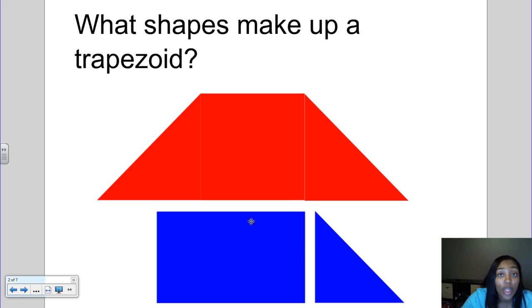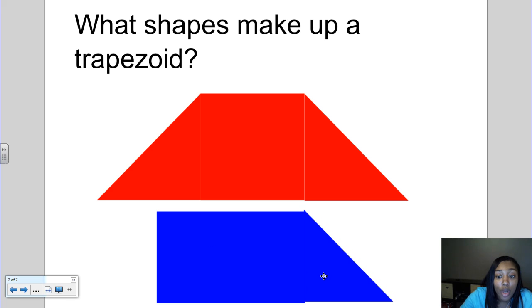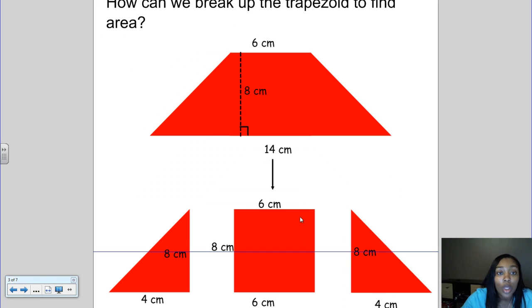trapezoid. Another way that you can create a trapezoid is to take one rectangle and put it together with one triangle, and again, it's going to create a trapezoid. So a trapezoid is made up of either two triangles and one rectangle, or one triangle and one rectangle. So how can we break up a trapezoid to find area?